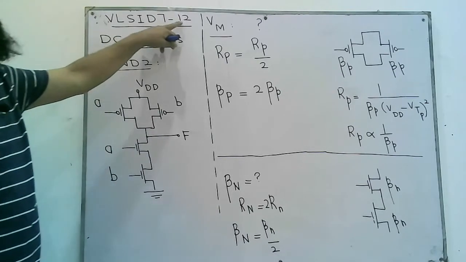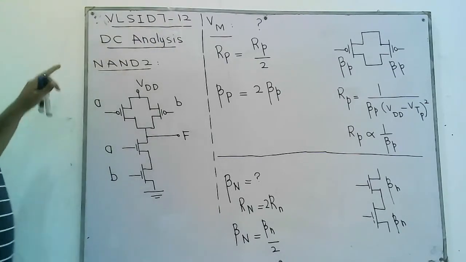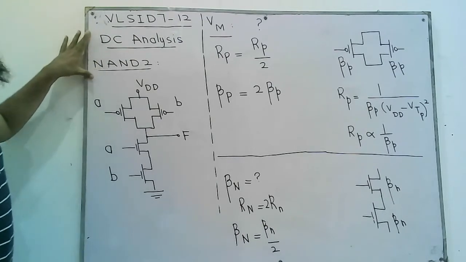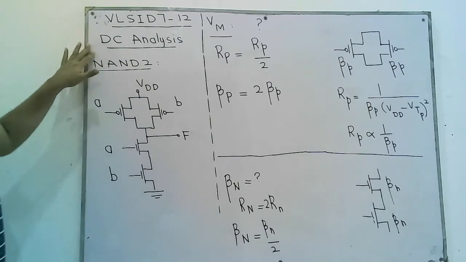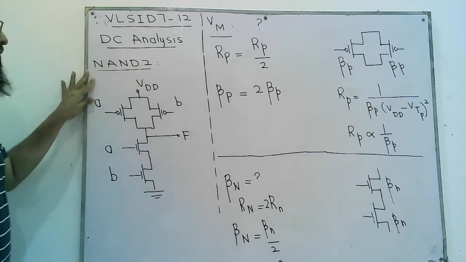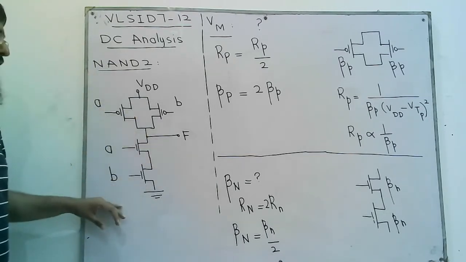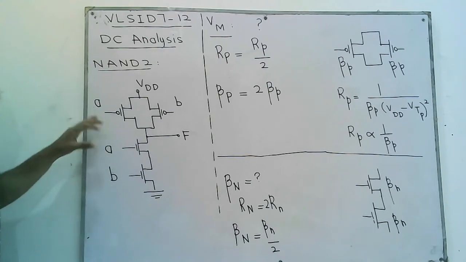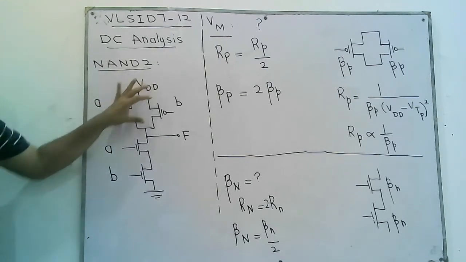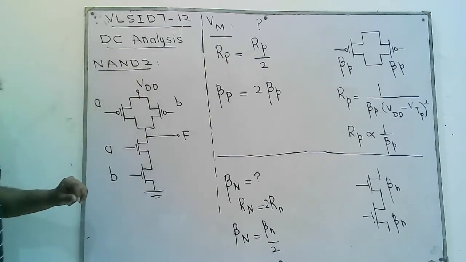Welcome to the 12th lecture from chapter number 7. We are studying VLSI design, and in this lecture we are going to perform DC analysis of a NAND2 circuit. In the last lecture we studied how to implement the CMOS schematic of a NAND2 using an equal number of PMOS and NMOS transistors.